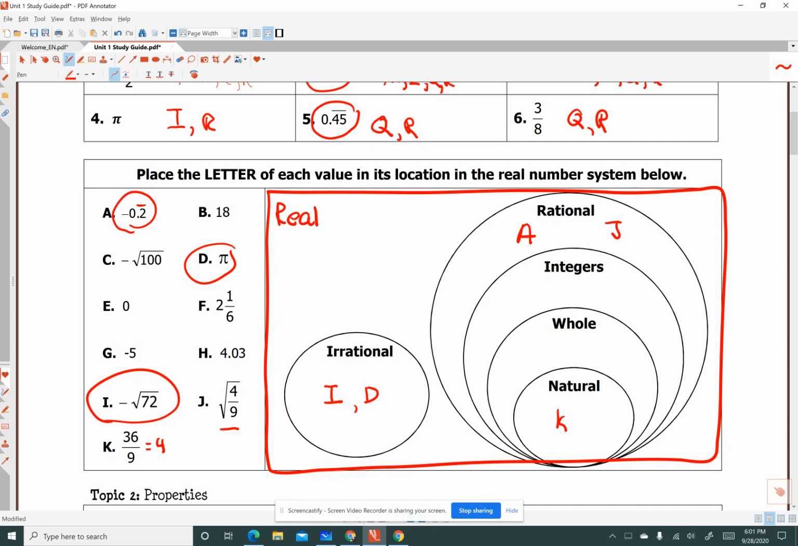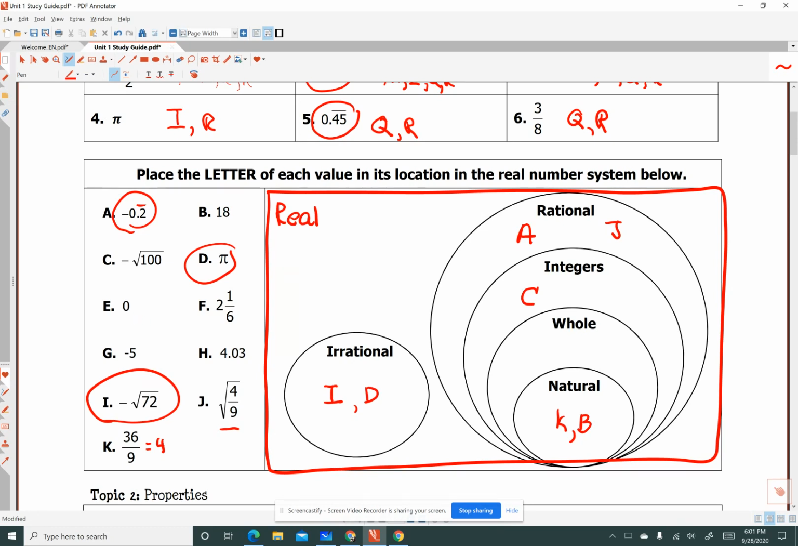B, number 18, is a natural number. That's part of everything, except it's not irrational. The negative square root of 100 is an integer, -10.